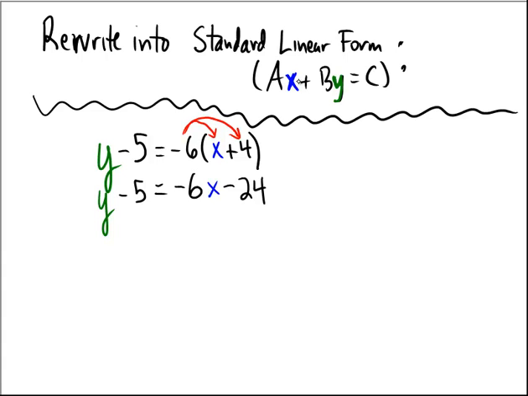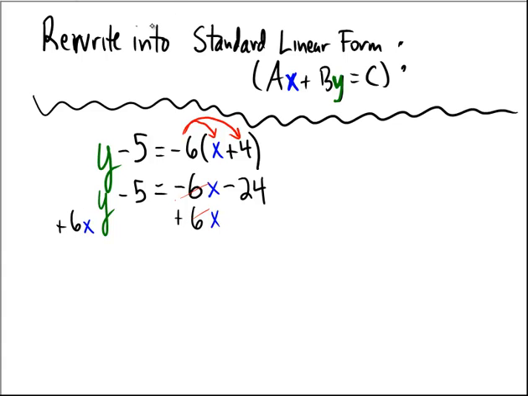Now, in order to move the x to the left-hand side, I'm going to add the quantity 6x to both sides of the equation. By adding 6x, you are canceling it from the right-hand side and moving it over to the left-hand side.